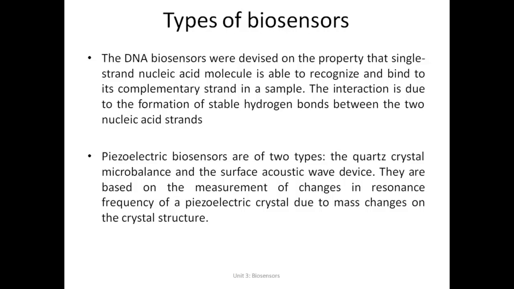Then you have DNA based sensors. They are devised on the property that a single strand nucleic acid molecule is able to recognize and bind to its complementary strand in a sample. So DNA detection, that is basically DNA based biosensors.